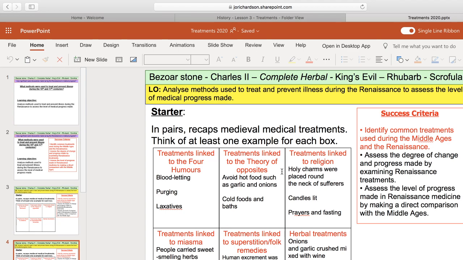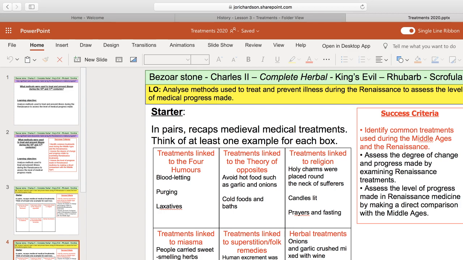cold foods and baths. We've got treatments linked to religion, so you may have thought of a lot more or others that I haven't written down here. So we have holy charms placed around the neck of sufferers, candles lit, prayers and fastings. You might have said going to touch the bones of saints, no wrestling in the churchyard, flagellants. You may have come up with other ideas for prevention and treatments. We've got treatments linked to miasma, so people carrying sweet smelling herbs with them, fires being lit, church bells being rung.